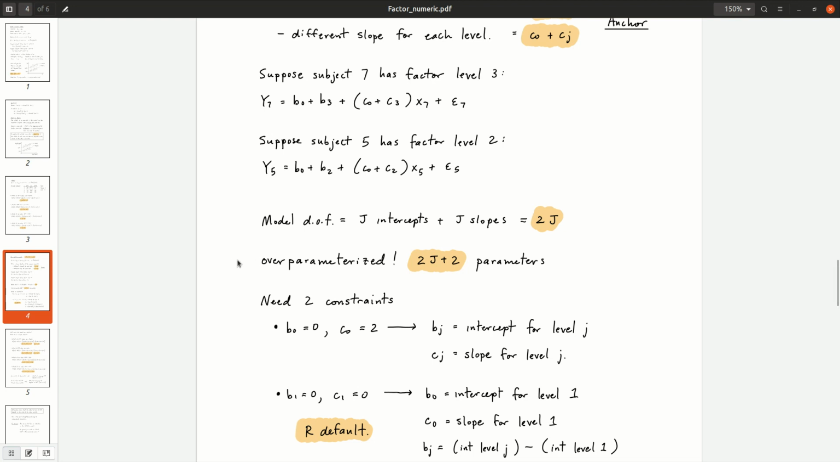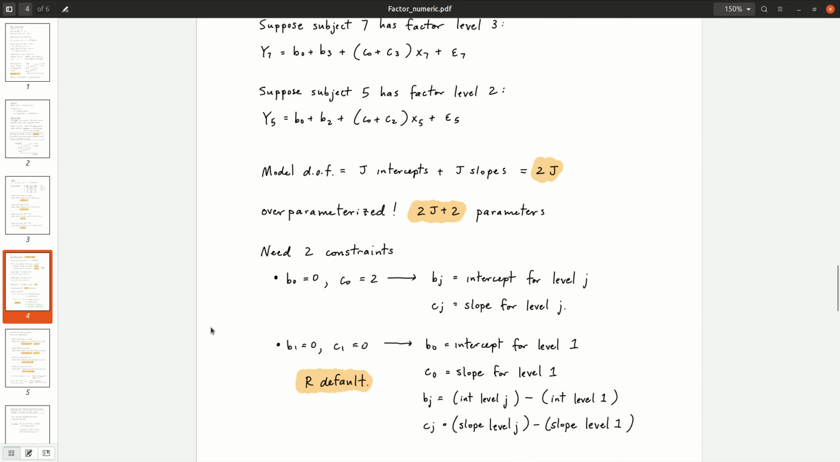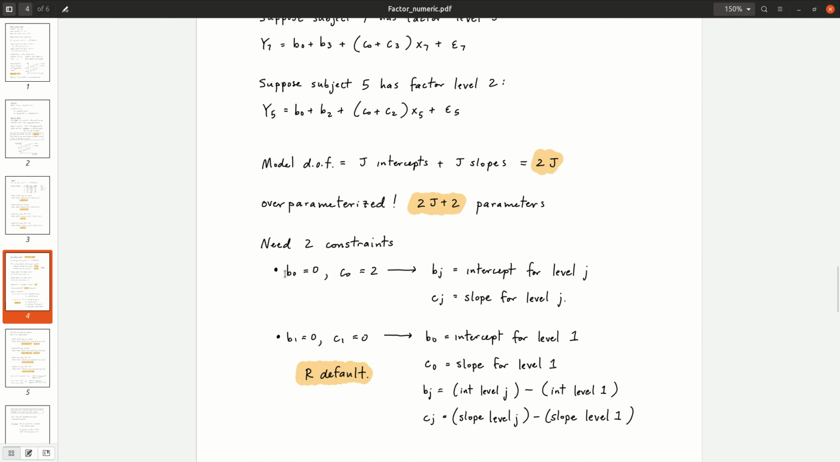Now this model is overparameterized because if you count up all the parameters, there are going to be 2J plus 2 parameters. So here's a case where we have 2 additional parameters over the model degrees of freedom, and this means we're going to need 2 constraints. So to make sure this isn't too confusing, we need to specify it with 2 equal signs. What I'm giving here are 2 separate constraints. So these are 2 separate ways of doing it. So this is one set of 2 constraints that could be used. This is a separate set of 2 constraints that could be used.